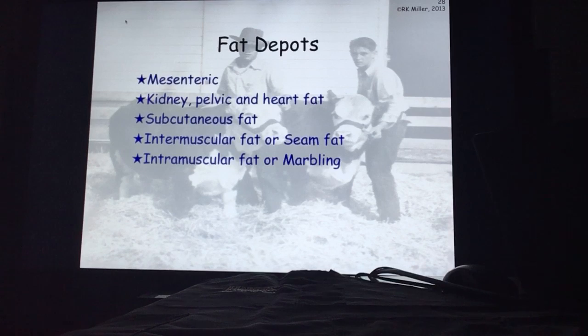The problem is that marbling is wonderful fat. It's related to flavor and taste. We'll talk about that later. But to get marbling, you have to have some of the other fat. And that's where we sometimes have a balance between not making the animal too fat, but getting them fat enough to have marbling. So the fat depots, you need to know them, and you need to know the order in which they deposit.